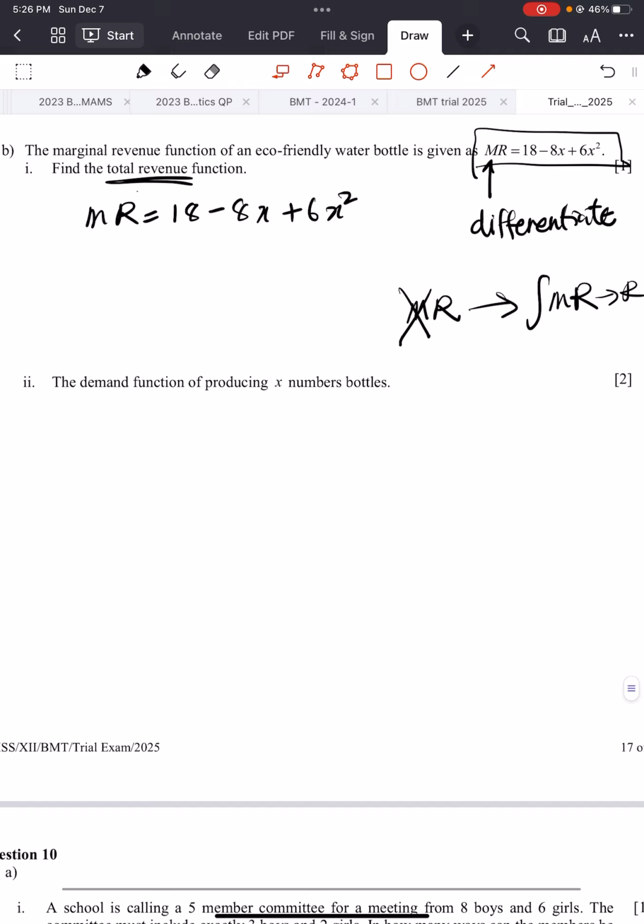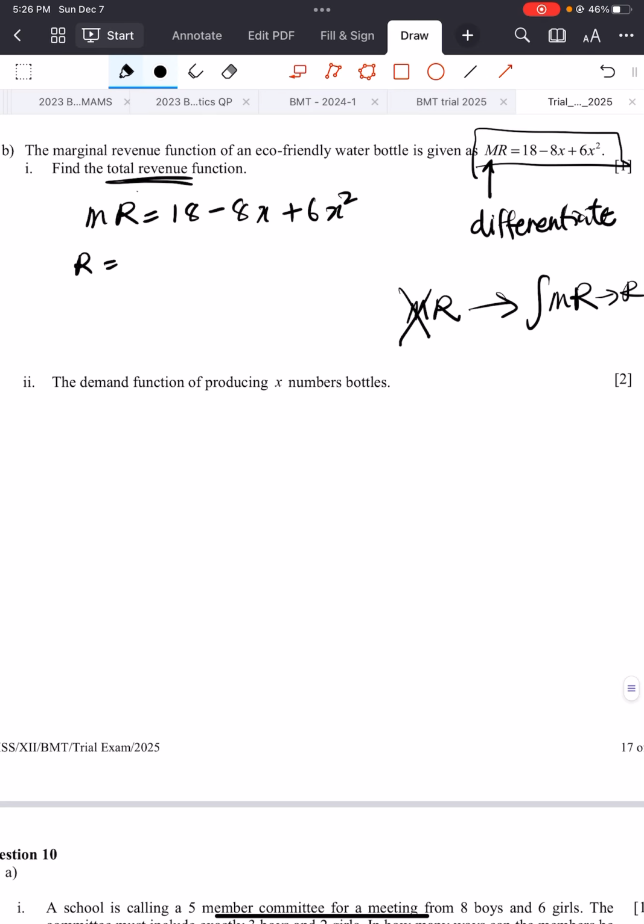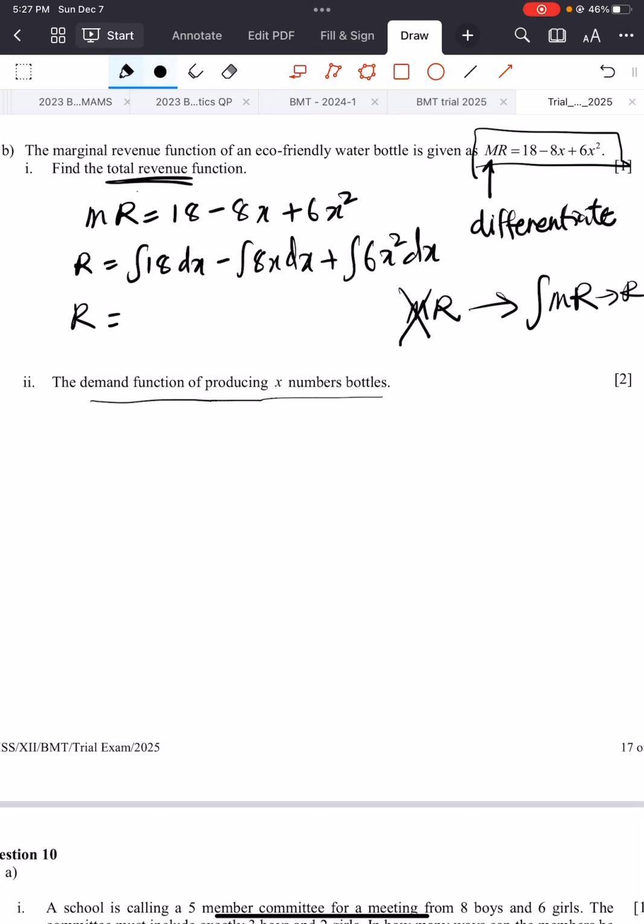So your value of R is the integration of 18 dx minus the integration of 8x dx plus the integration of 6x squared dx, and if you do that you will get the R value. Similarly, the demand function of producing x numbers of bottles. So this is the demand function, which is about price. The demand function means it's talking about price.